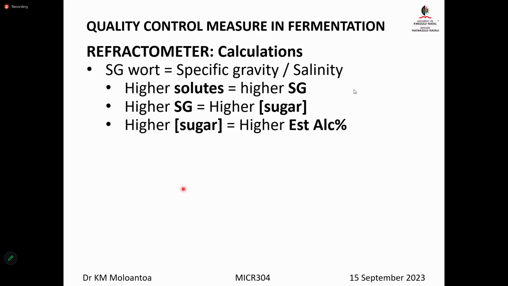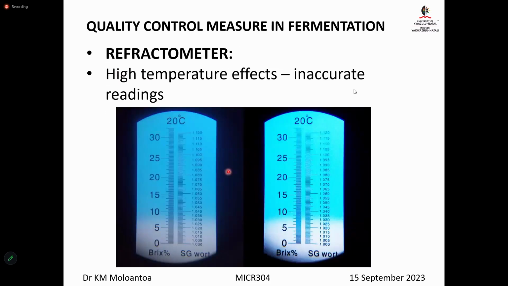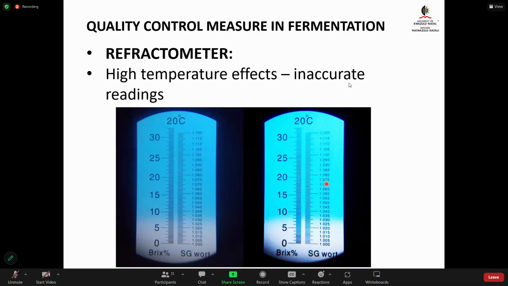And so this is what you need to understand about the refractometer readings. If you've got the SG scale, it's 1.000 at the bottom, right? And then as the concentration of solids goes up, this number also goes up from 1.000 up to 1.120. That's the max for this particular one.